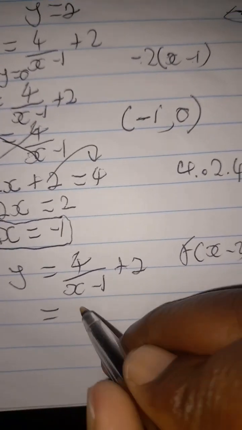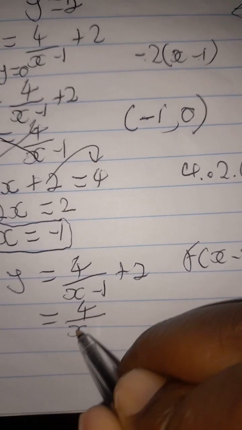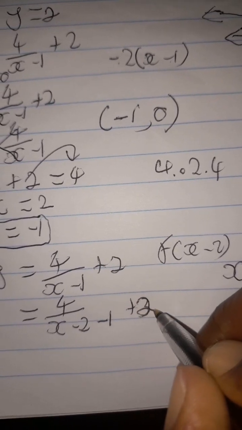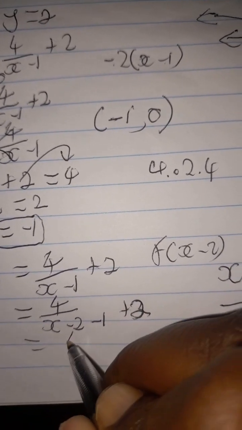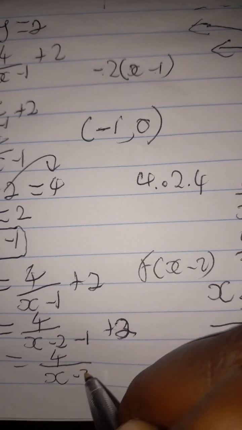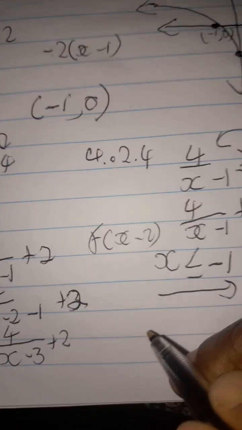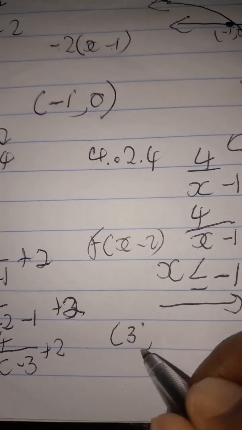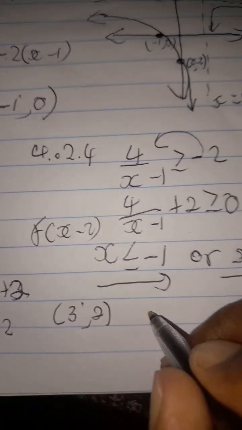Meaning that where there is x, we are going to replace it by x minus 2. Minus 1 there, plus 2. Then we have -2 minus 1, that's -3. That changes the asymptotes, right? It changes our asymptotes. Then we'll have this coordinate of asymptotes, -3 and 2 in this case.